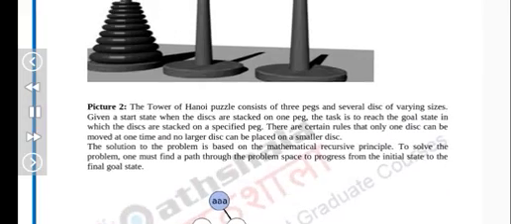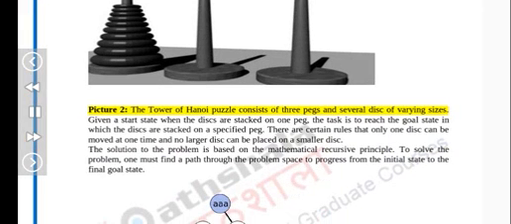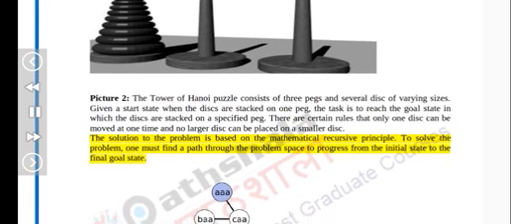Picture 2. The Tower of Hanoi puzzle consists of 3 pegs and several discs of varying sizes. Given a start state when the discs are stacked on one peg, the task is to reach the goal state in which the discs are stacked on a specified peg. There are certain rules: only one disc can be moved at one time and no larger disc can be placed on a smaller disc. The solution to the problem is based on the mathematical recursive principle. To solve the problem, one must find a path through the problem space to progress from the initial state to the final goal state.